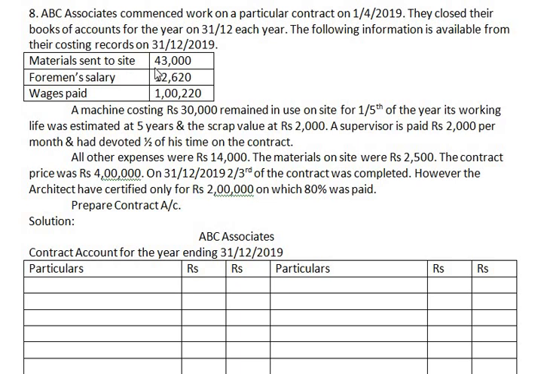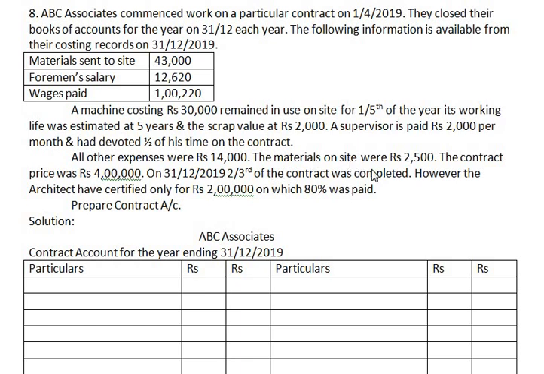Materials sent to site 43,000, 4 months salary 12,620, wages paid 1,220,000. A machine costing rupees 30,000 remained in use on site for 1/5 of the year. Its working life was estimated at 5 years, and the scrap value at rupees 2,000. A supervisor is paid rupees 2,000 per month and had devoted half of his time on the contract. All other expenses were rupees 14,000.